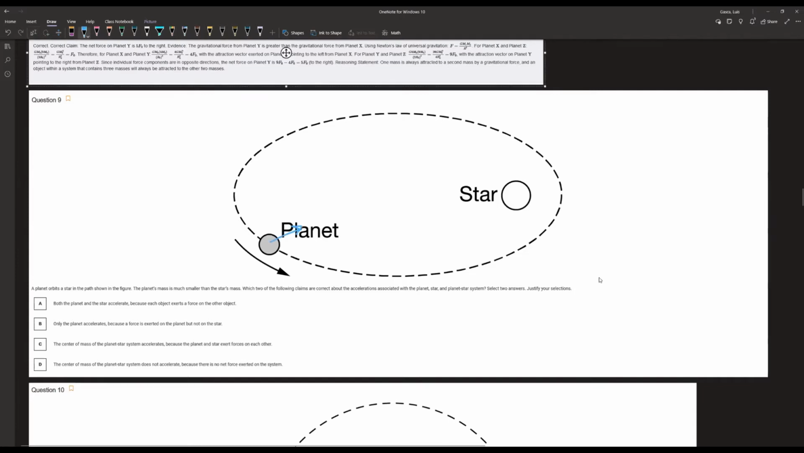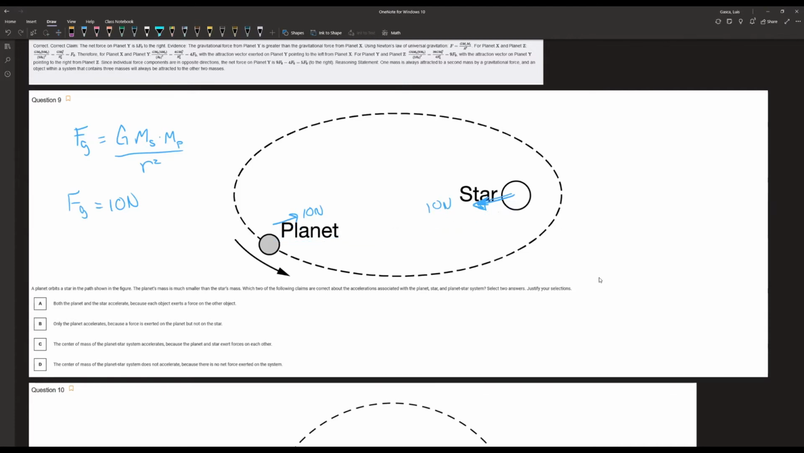So they're each going to feel the gravitational force due to each other. If we wanted to calculate the force due to gravity on one of these, it is big G times the mass of the star times the mass of the planet over the distance between them squared. If this force were, I don't know, 10 newtons, the planet feels 10 newtons this way and the star feels 10 newtons this way.